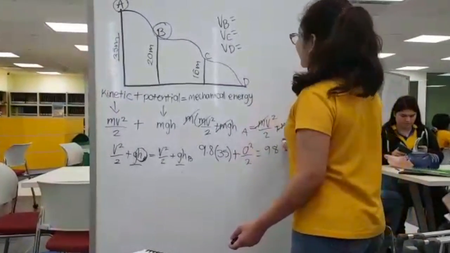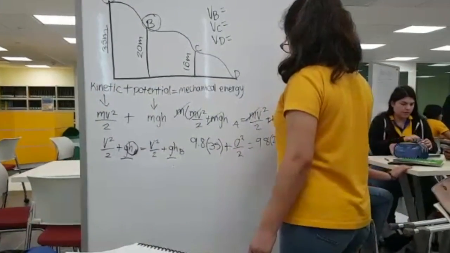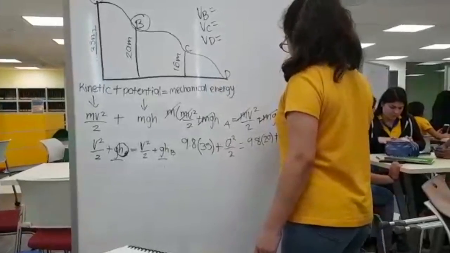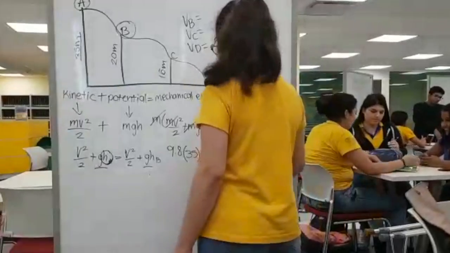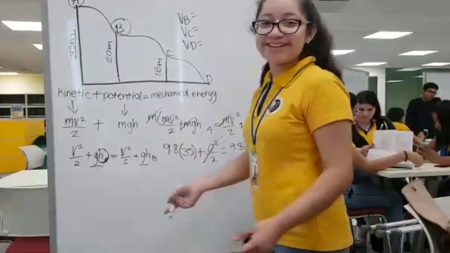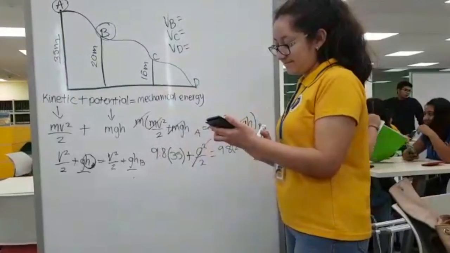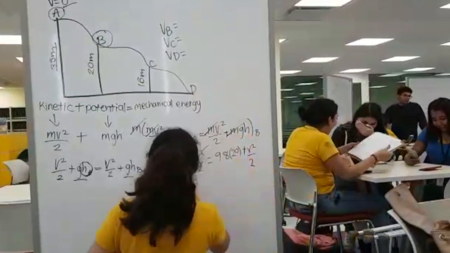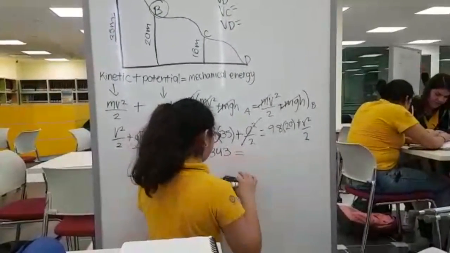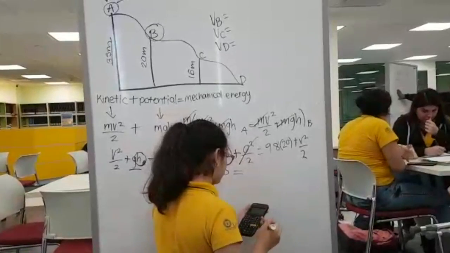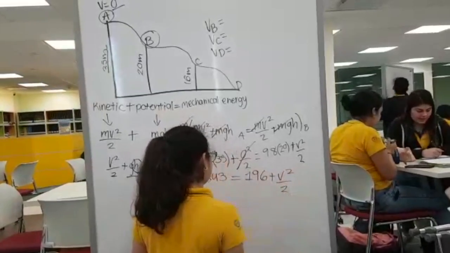And then 9.8 again, because gravity is always 9.8, times the height of B, which is 20, plus velocity squared of B over 2. Since we don't have the velocity of B yet, which is the one that we're trying to find, we just leave it like that. Now we multiply 9.8 times 35, and the result is 343. Then 9.8 times 20, and the result is 196 plus velocity squared over 2.